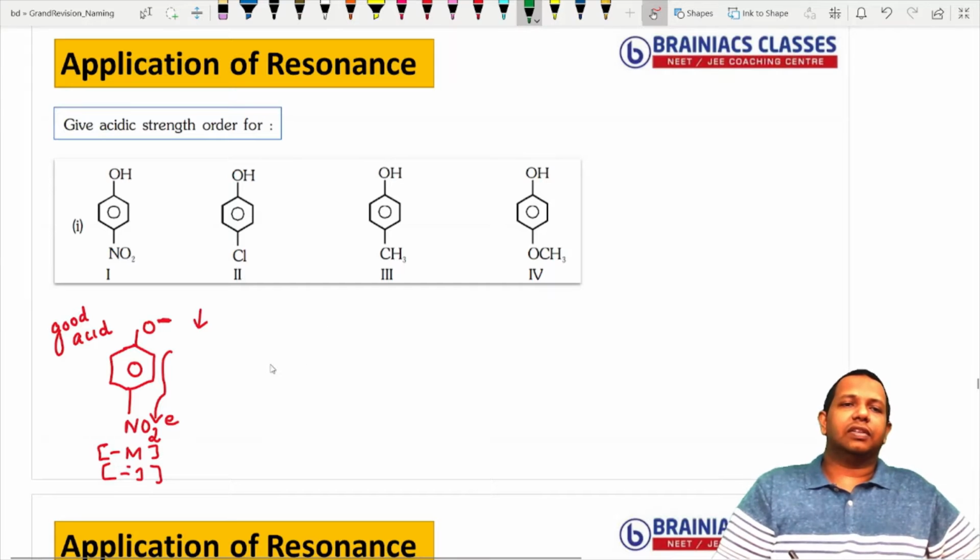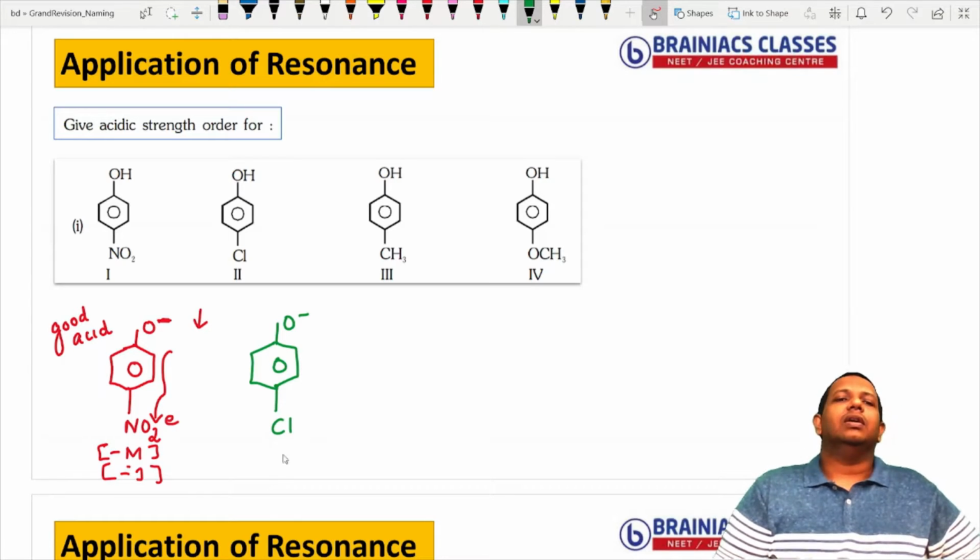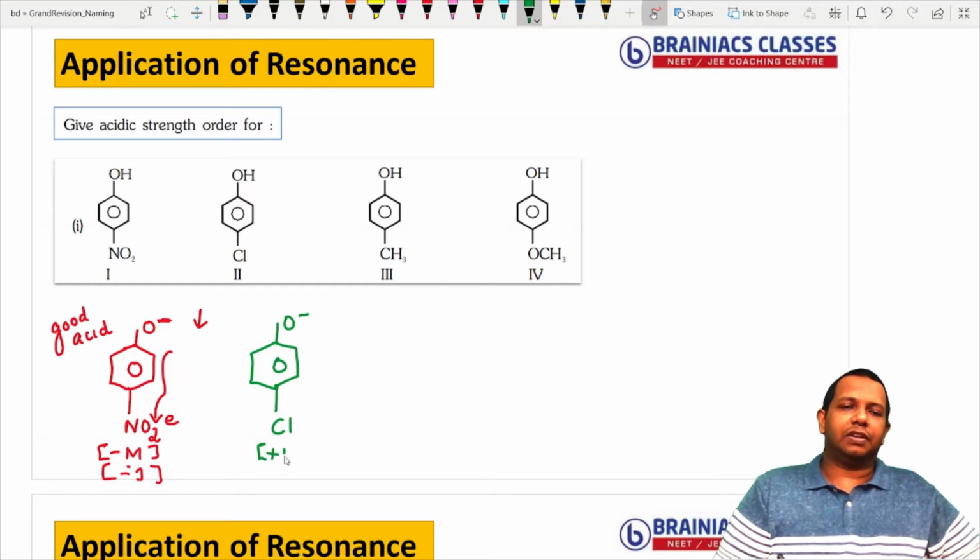Okay, in the next species again the same phenol derivative. So here also I am removing the H plus. You will get phenoxide ion, and you have the chlorine atom connected to it. Okay, so we know that chlorine has plus M effect, and also it has minus I effect. But halogens are one exceptional case where minus I effect is dominant over plus M effect.